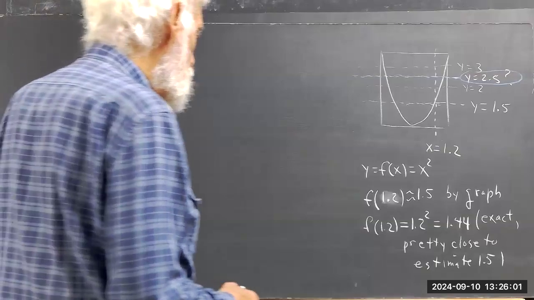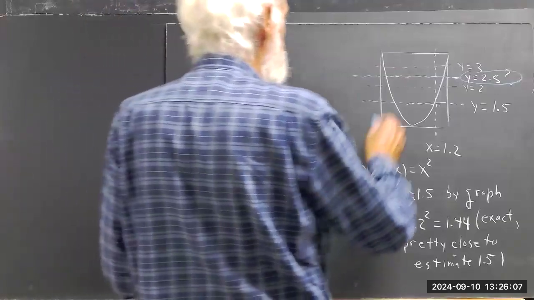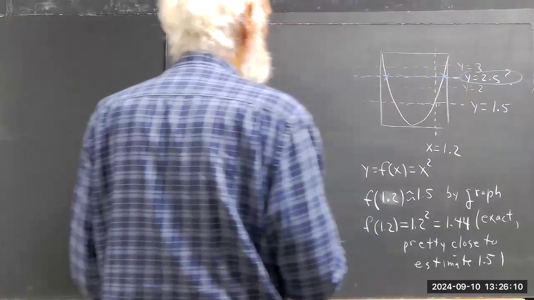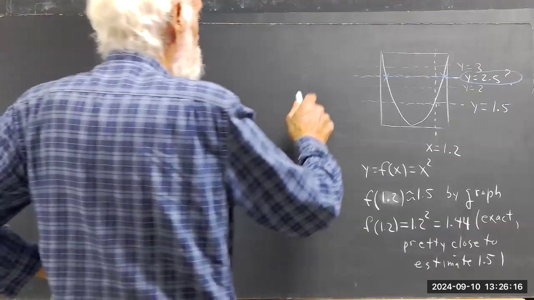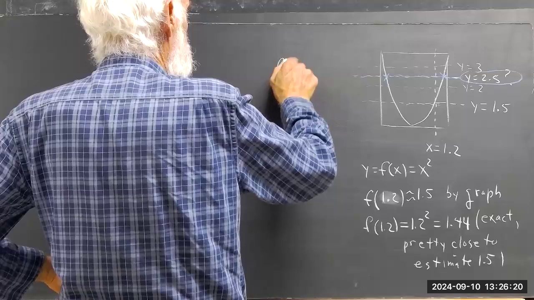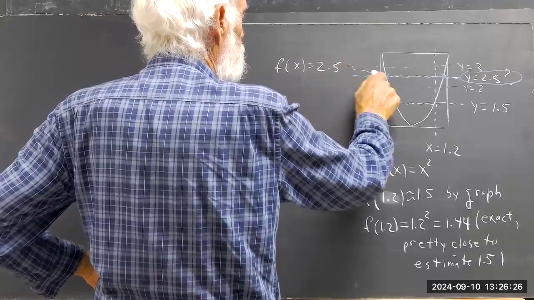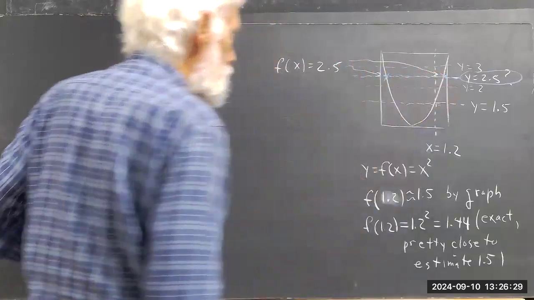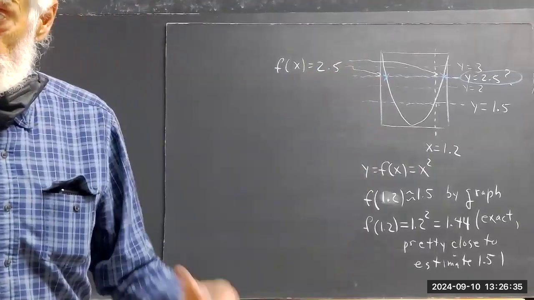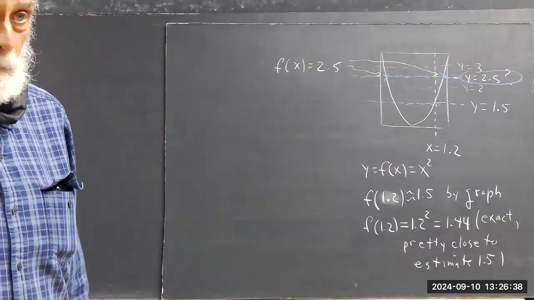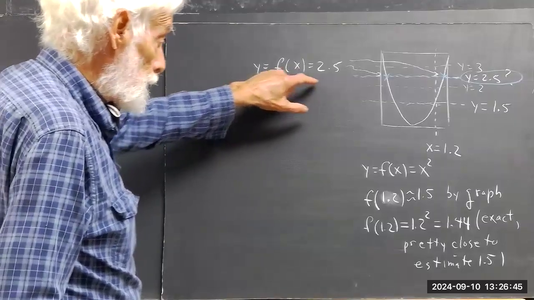Okay, so this line where it intersects the graph corresponds to f of x equals 2.5. Now, everywhere on the line, that's true. But at this point, f of x is 2.5 because f of x is the value of y, right? We say y equals f of x equals 2.5, or we just say f of x equals 2.5.